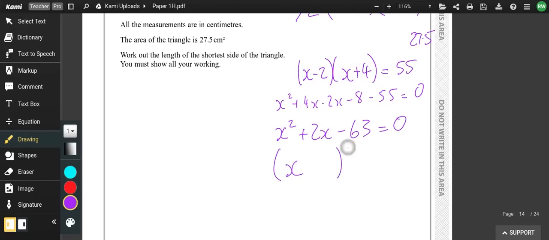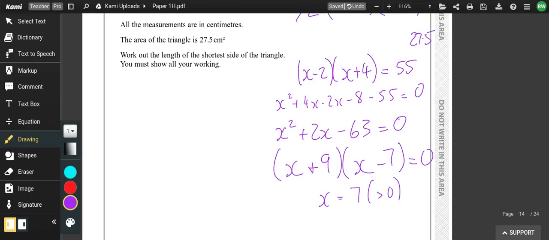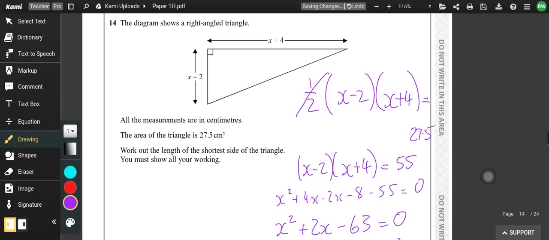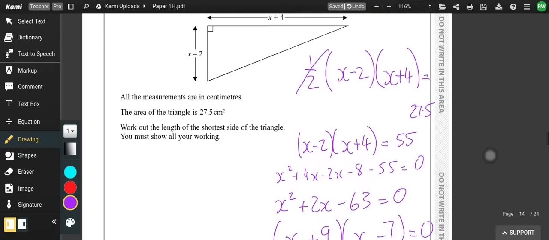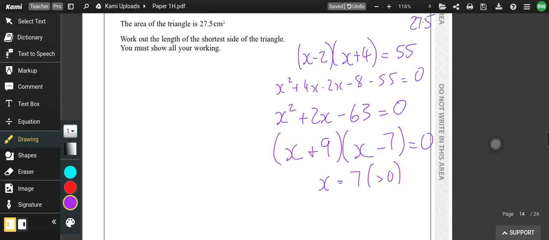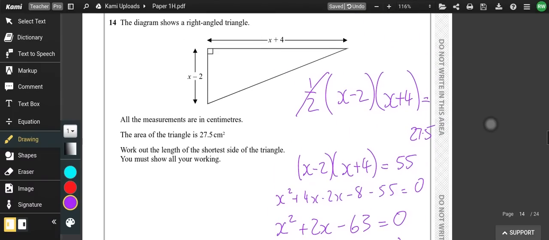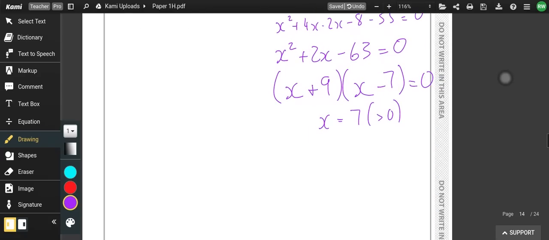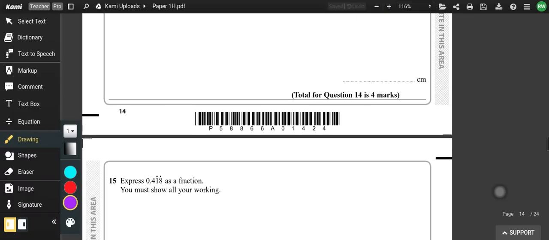This will factorize. We've got x, because we need 9 and 7 to differ by 2, plus 9 minus 7. So x can be equal to negative 9 or 7, but we can't have a negative length, so we're going to take x equals 7. So it's greater than 0 because we're subtracting 2 and adding 4. So if x is negative 9, we'll have negative lengths. So if x equals 7, the shortest side will be the x minus 2, not the x plus 4. So the shortest side is x minus 2, which is 5 centimeters.